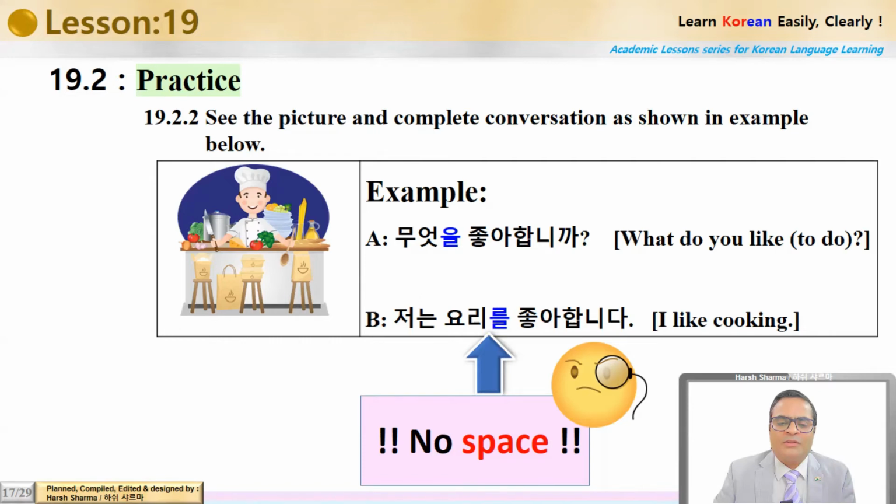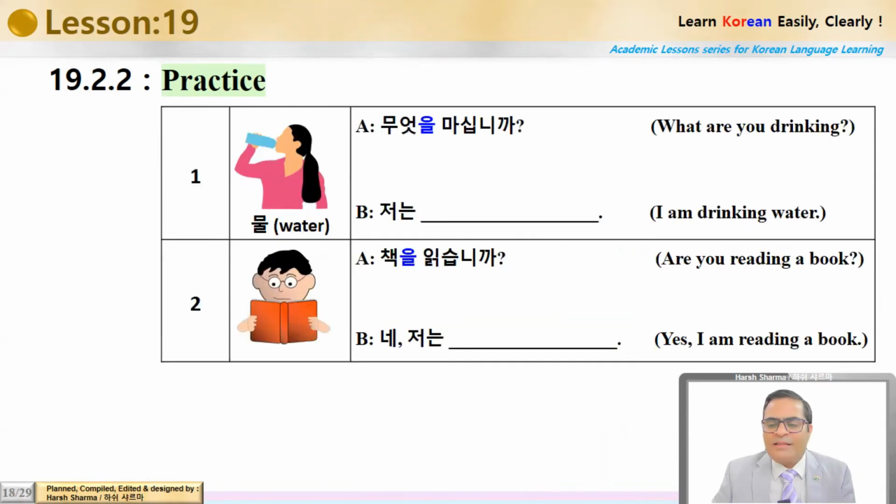You can see there is no pachim, ril is added. So be ready to solve some more questions. You have to write the answers. Keep your notebooks ready. Number 1.